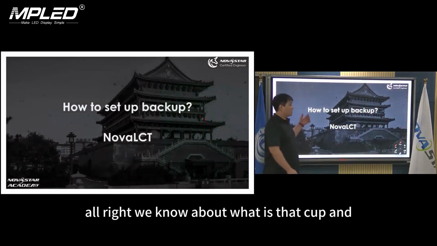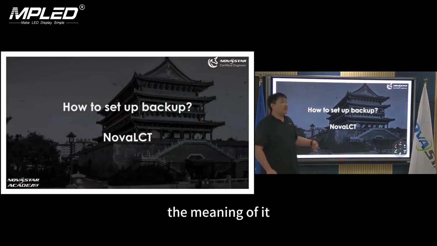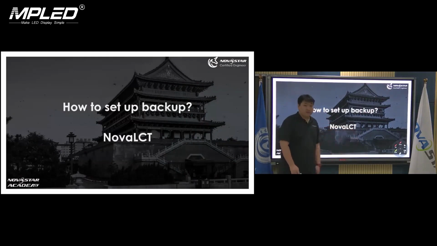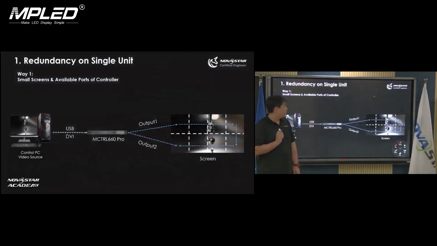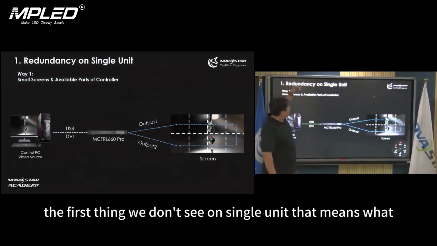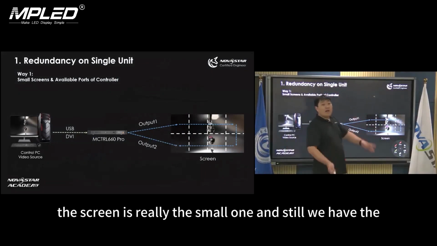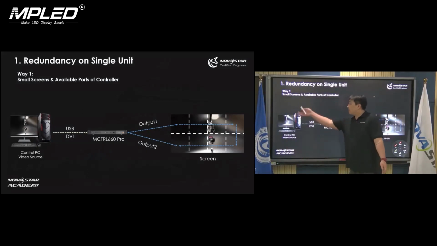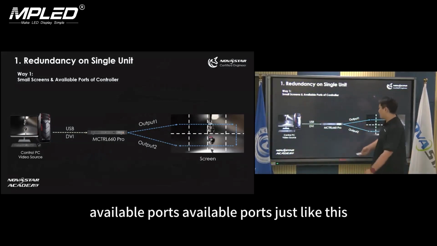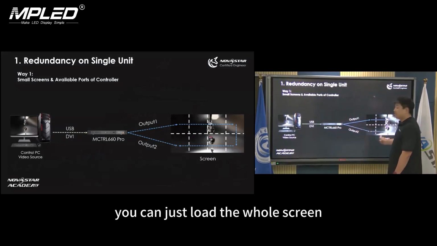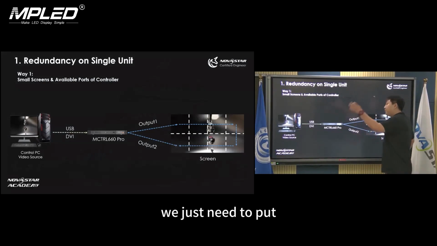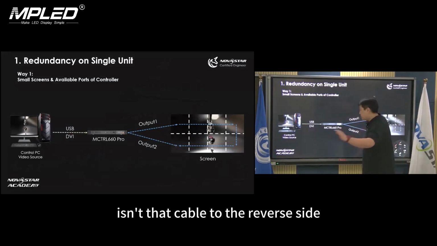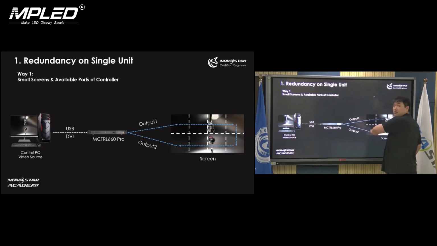All right, we know what backup is and the meaning of it. Let's see how to set the backup from NovaLCT. The first is redundancy on a single unit. That means the screen is a small one, and we still have available ports. The port number one can load the whole screen. And for port number two, we just need to put one Ethernet cable to the reverse side of this screen.